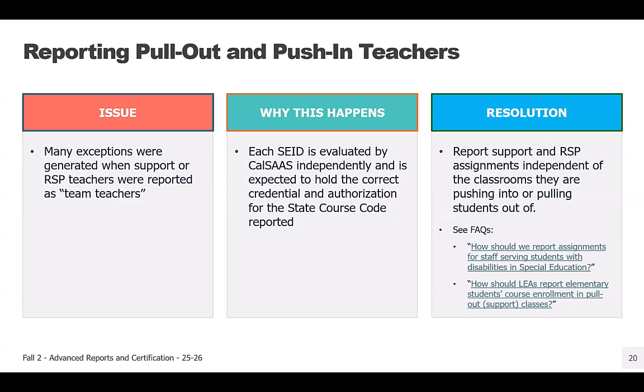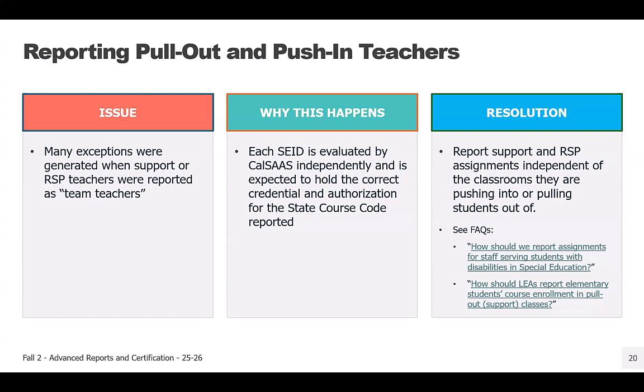If the teacher is providing support instruction, which is supplementary to their primary instruction, in any subject to students with disabilities in a pull-out or push-in setting, the teacher should be reported with a state course code of 9231, which is Special Education Support Resource Specialist Program. In addition to that, the instructional strategy code in the course section file should be populated with the code 700, which is Special Education.